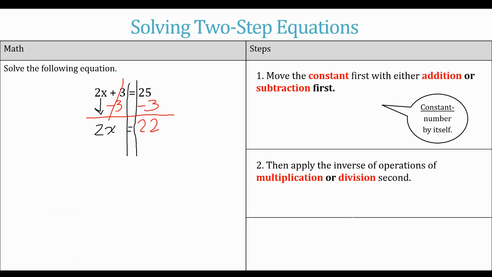So we are going to divide by 2 on both sides. These 2's cancel here. And then 22 divided by 2 is 11 on this side. And I'm going to just bring down that x equals. So that is our answer. x equals 11. We subtracted the 3 to move it to this side, and we got 22. And then we divided by 2 on both sides. We get x equals 11.